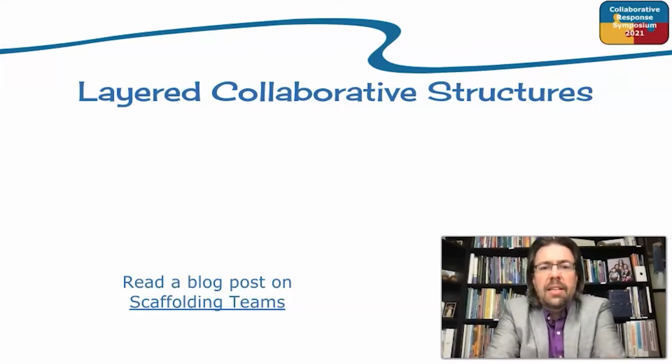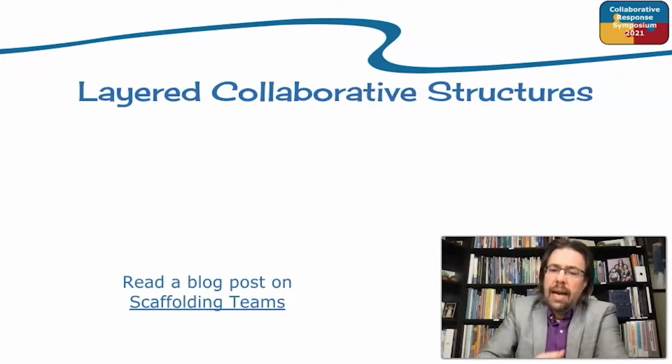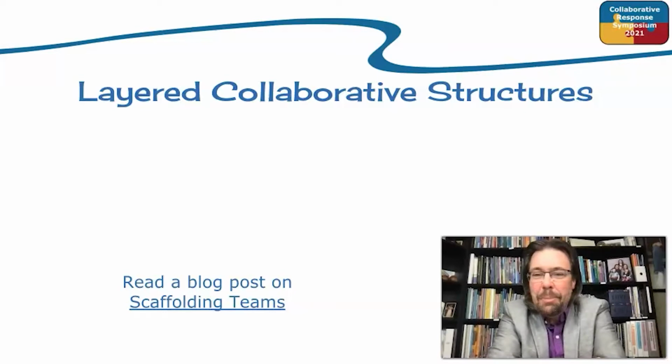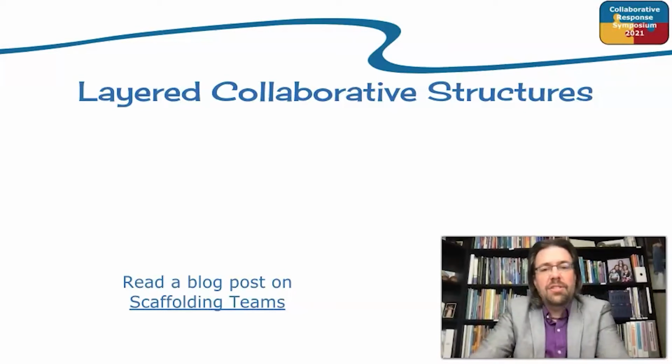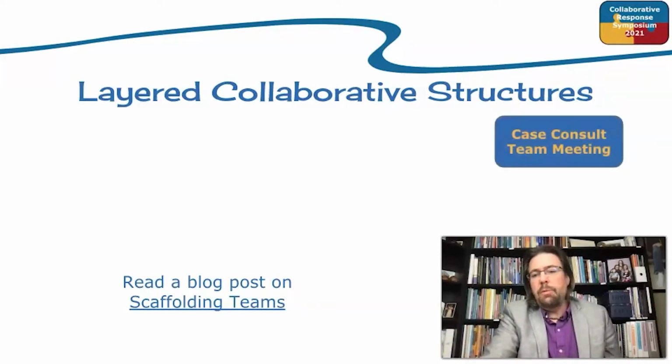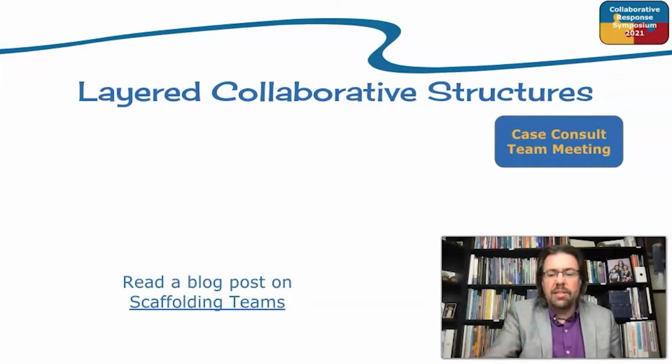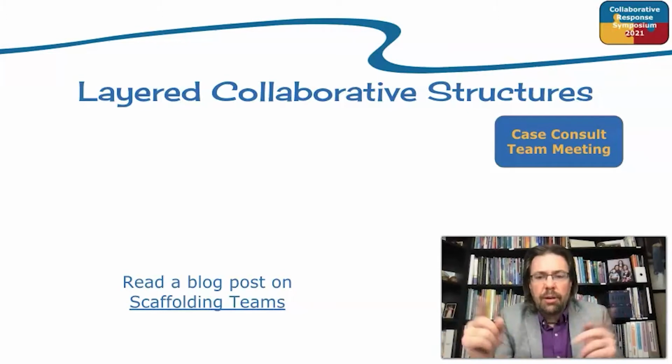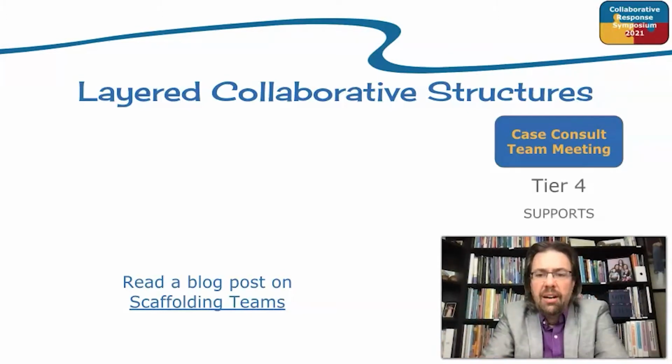We know that schools that are establishing and operating from a collaborative response mindset have to be thinking about their collaborative structures in regards to layers. And there is in the slides a link to a blog post that explains this further. So very simply, there's really 4 layers that we think about within a school. The first is what we refer to as a case consult team meeting, where we examine the needs of one student and bring everyone around the table that needs to be part of that conversation.